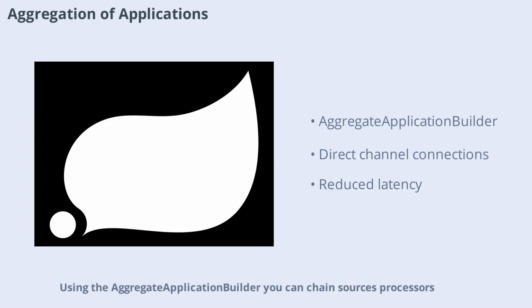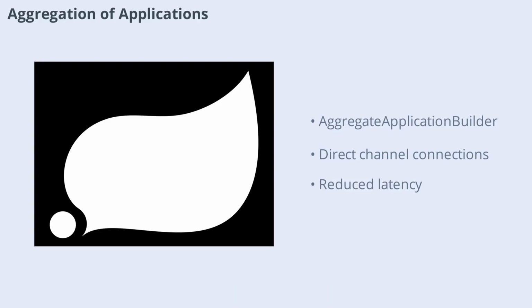Using the aggregate application builder, you can chain sources, processors, and sinks into a single, efficient pipeline. This reduces latency and resource usage, making it ideal for tightly coupled processing stages.